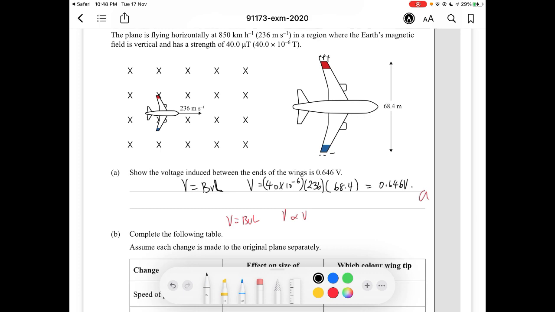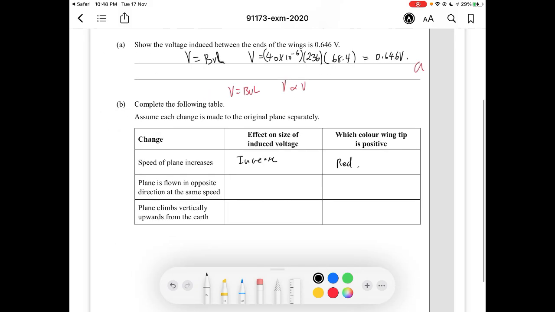There's a voltage induced. However, for a current to be induced, there needs to be a closed loop. So if we add an ammeter here, there'll be a current induced since it's a closed loop. Alright, so which color wingtip is positive? That'll be red. Next, the plane is flown in the opposite direction with the same speed. The effect on the size of the induced voltage is the same, because there's no change to the magnetic field strength, the velocity, or the length of the plane.